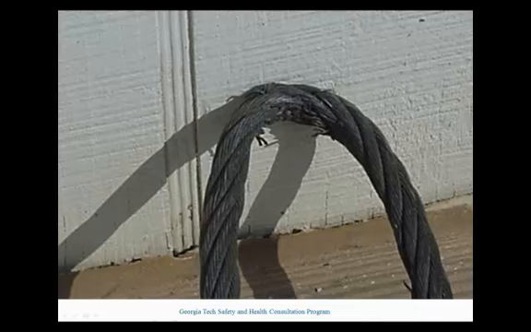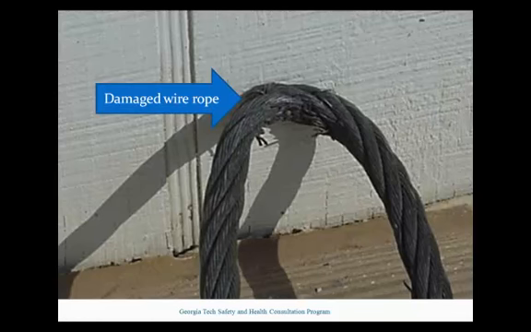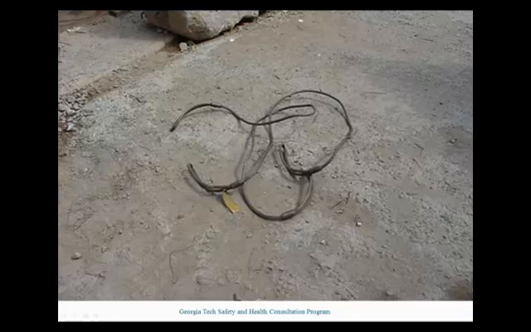Wire rope must not be used if, in any length of 8 diameters, the total number of visible broken wires exceeds 10% of the total number of wires, or if the rope shows other signs of excessive wear, corrosion, or defect. Wire rope must not be kinked or permanently bent and must be protected from the sharp edges of its load.